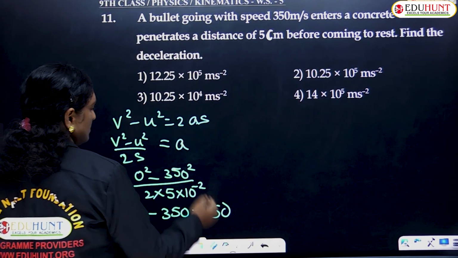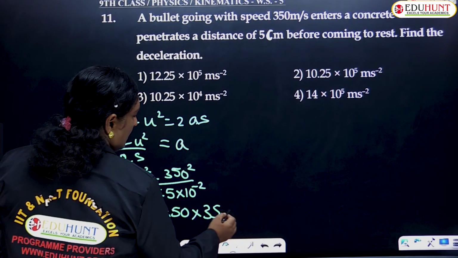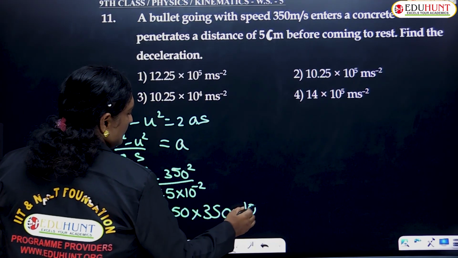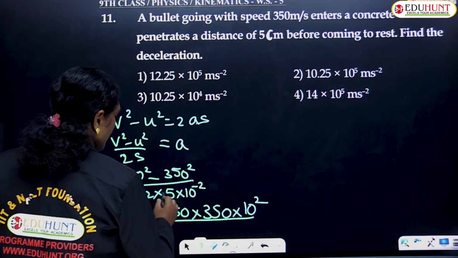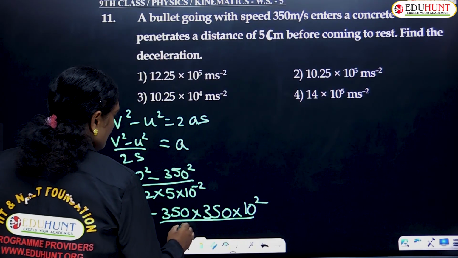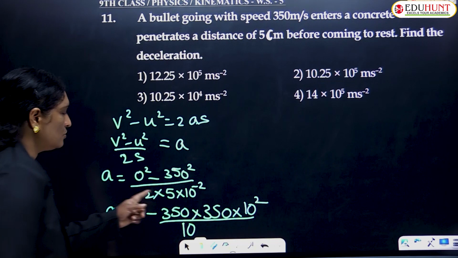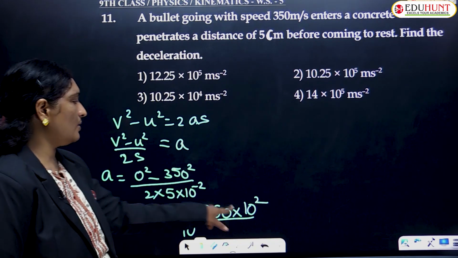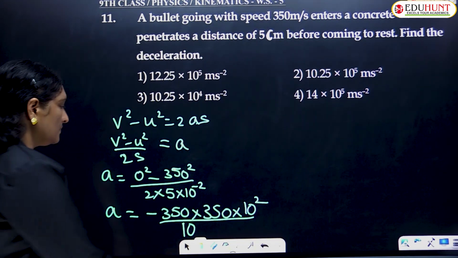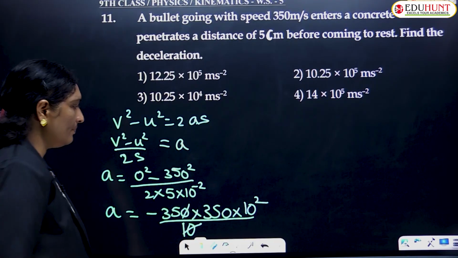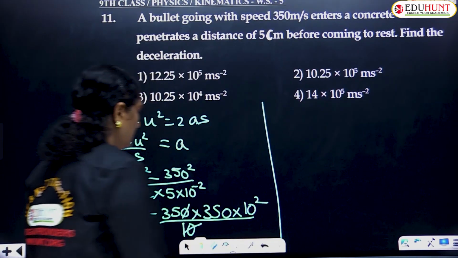10 power minus 2 goes up, so this will become 10 square. 10 square means 100 upon. Here 2 into 5 is how much, children? 10. 2 into 5 is 10. 10 power minus 2 I took upwards, so cancel this 0. So how much are you left with, children?